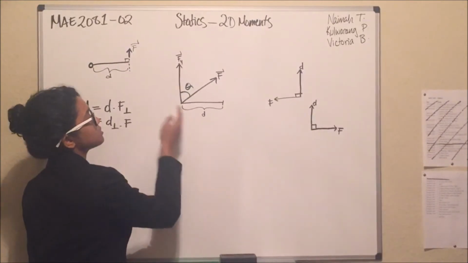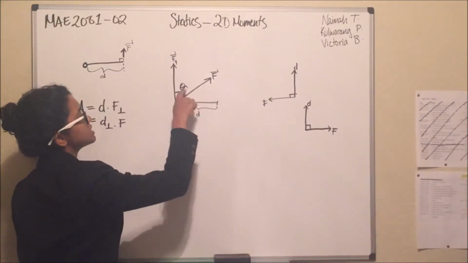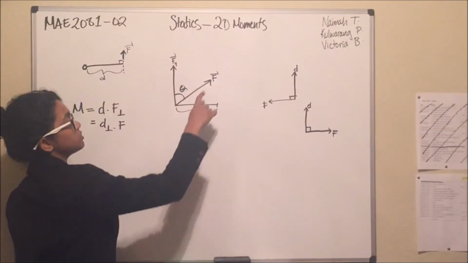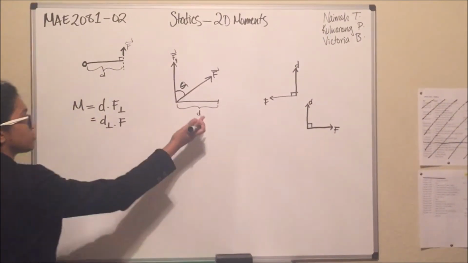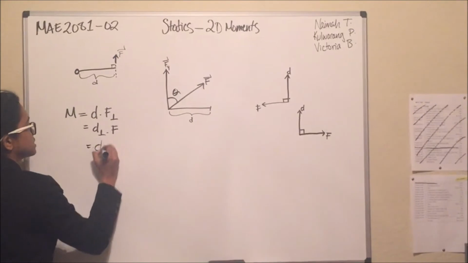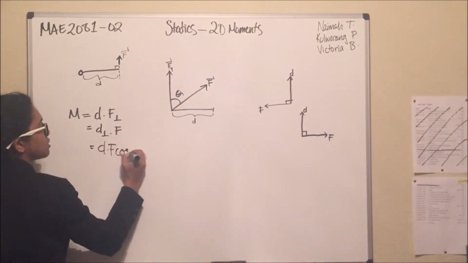So what we have to do for this one is find the y component and then find the theta, or the angle between the actual force and the y component of the force. And then, for this one, our equation becomes d dot f cosine of theta.